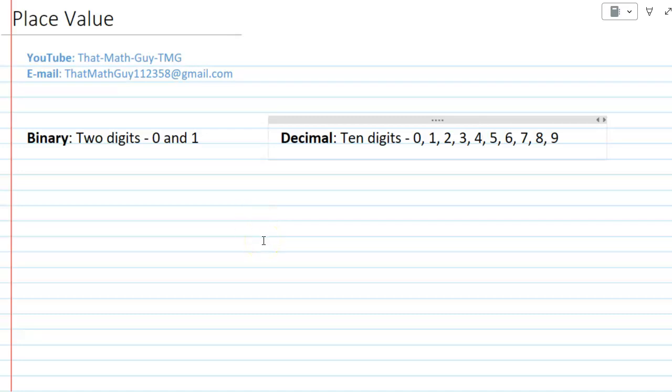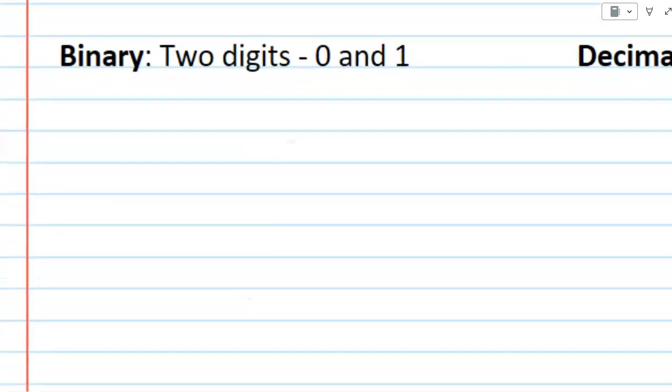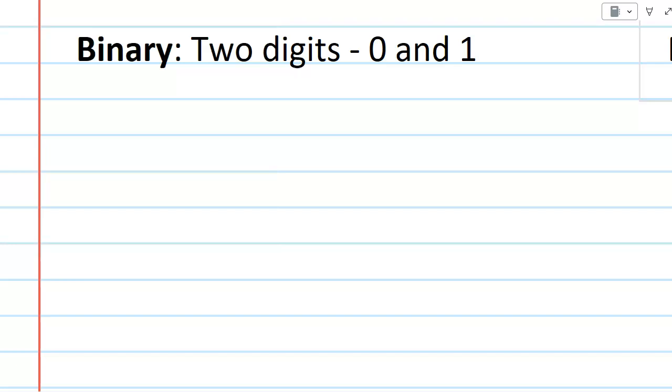Essentially, you have two digits. You have 0 and you have 1, which is why it's called binary. Bi means two. And essentially, the 0 and the 1 act like an on and off switch. There either is or there is not this particular place value. And the reason that there's only two digits is because the binary system works on powers of 2.